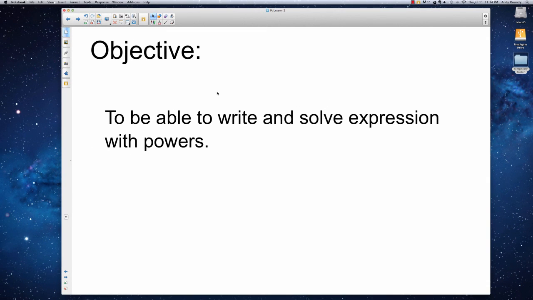Let's review the objective. Our objective today was to be able to write and solve expressions with powers. So you should be able to now know what a power is, write one, be able to write its expanded form, and solve to find the value of that power. If you can do that, then you've learned and met our objective. If you haven't, I suggest you review the video a few more times until you get the hang of it.